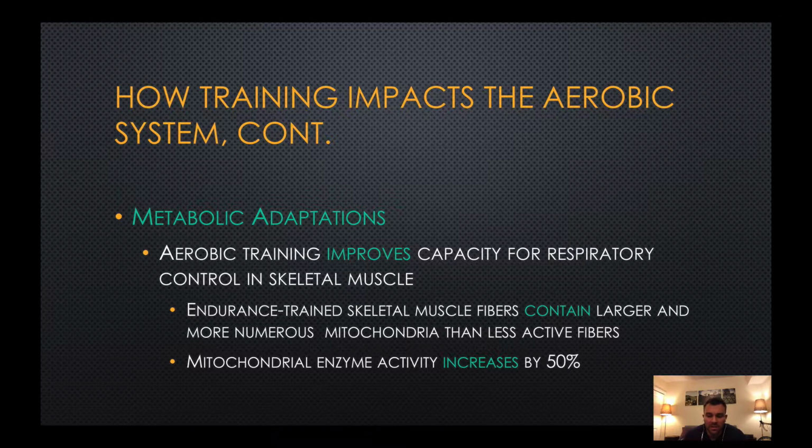You're going to see that aerobic trained athletes are going to have a lot more mitochondria per skeletal muscle fiber, especially, if it's a runner, in the calves, quadriceps, hamstrings, glutes, stuff like that, compared to a non-active individual or a resistance trained individual or something like that.